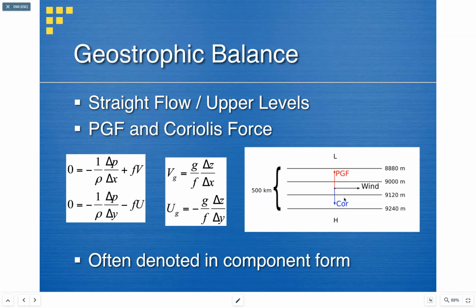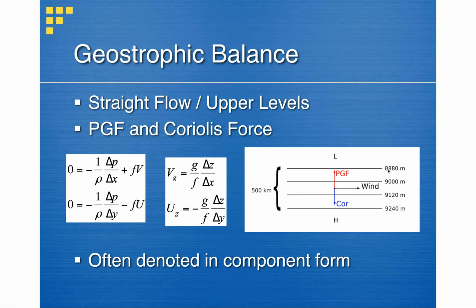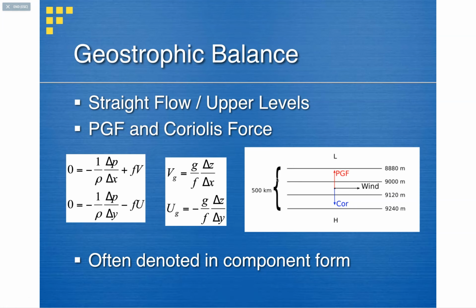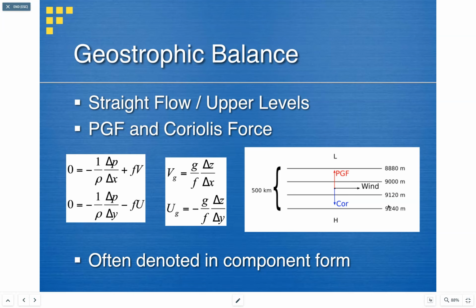Our delta Z would be indicated by the change in height values of our pressure surface, so that would be 9,240 minus 8,880 meters. That would be our delta Z. And then that change in heights of our pressure surface is occurring over a 500 kilometer difference here. And we would want to make sure we do our differencing in the same manner, so that if we did 9240 minus 8880, we'd want to do 500 minus 0.